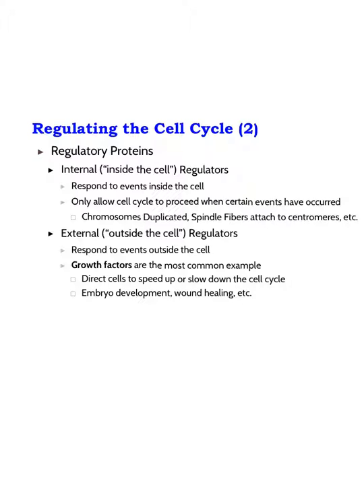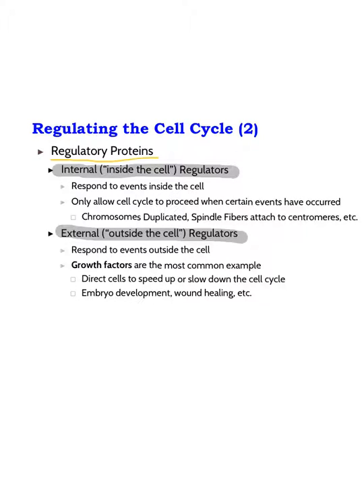So the discovery of cyclins was just the start. Since then, scientists have identified dozens of other proteins that also help regulate the cell cycle from both inside the cell and outside the cell. With that idea that the cell cycle is regulated from both the inside and the outside, we're going to have our two categories of regulatory proteins. We are going to have internal, inside the cell regulators, and also external, outside the cell regulators.